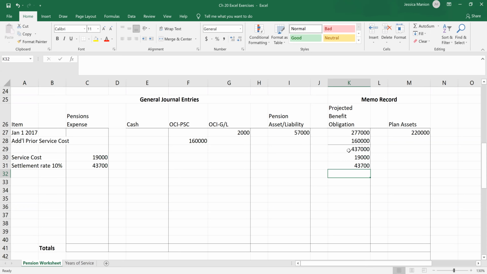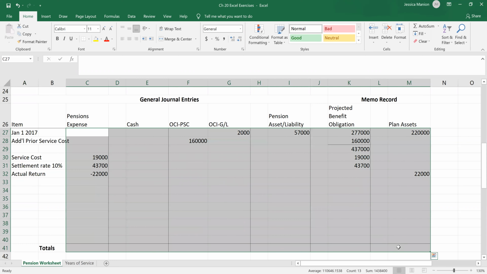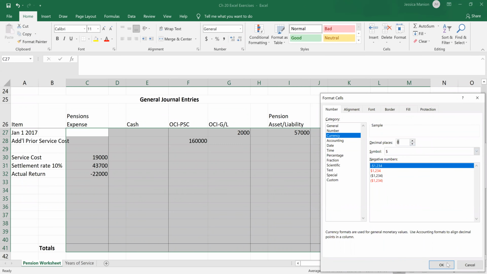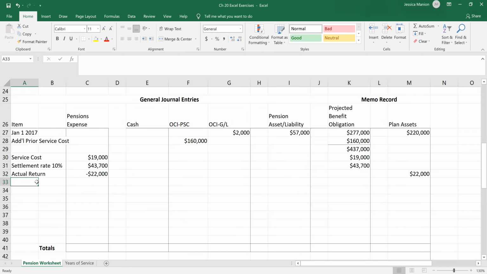All right, now we've got actual return on plan assets, 22,000. When we have that return, that decreases pension expense, that increases our plan assets. That's whatever interest or dividends that we earned on our investment. I just realized I don't have these formatted where it's showing us the stuff. You don't need decimal places though. All right, so we've got our actual return.